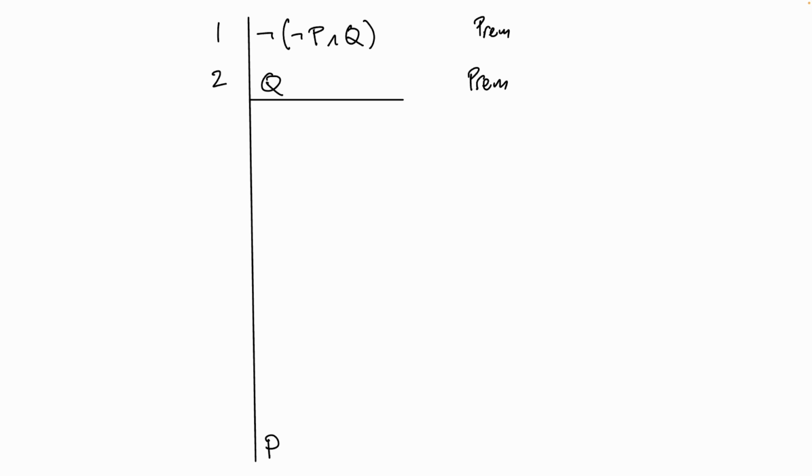Now, for a second example, let's suppose that we want to use our proof system to show that this reasoning is valid. Not P and Q, Q, thus P. How can we derive the conclusion from the premises?